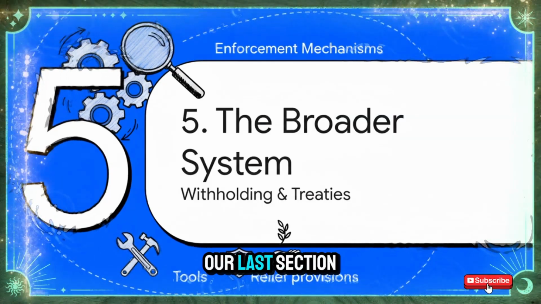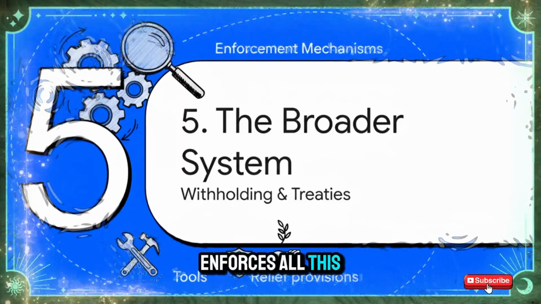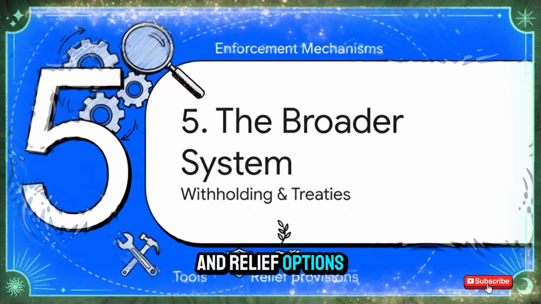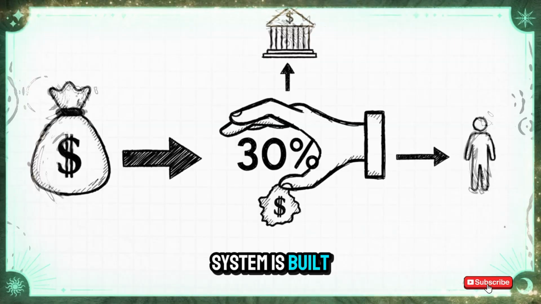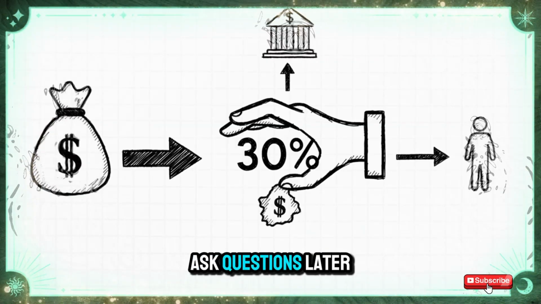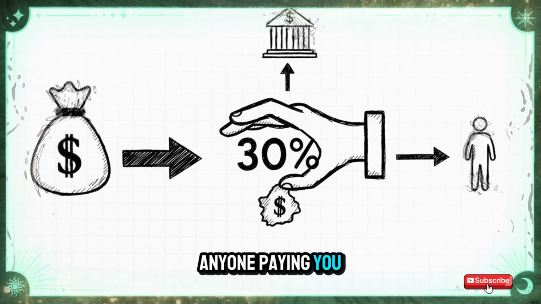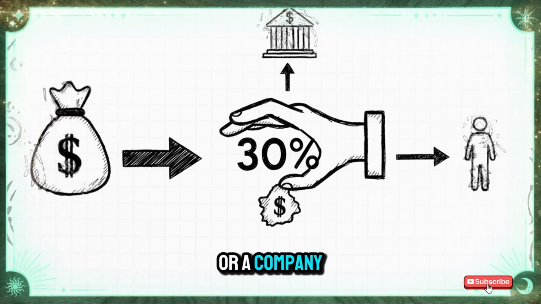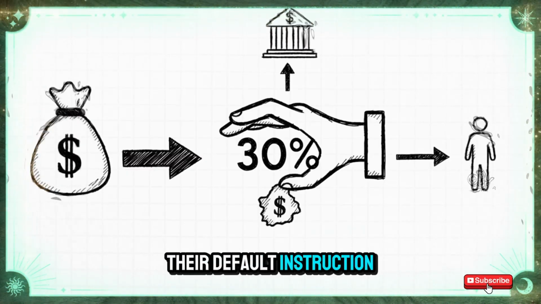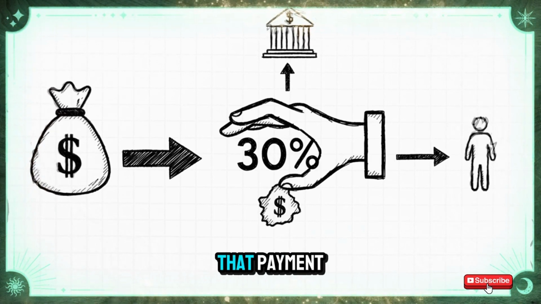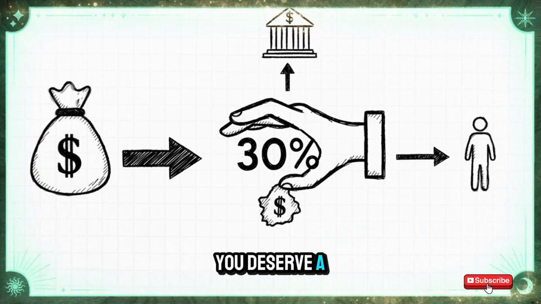All right, for our last section, let's zoom out. We're going to look at the bigger picture, how the IRS enforces all this, and what key tools and relief options you need to know about. You have to understand that the whole system is built on a withhold first, ask questions later principle. The IRS requires anyone paying you from the US, like a bank or a company, to act as a withholding agent. Their default instruction? Hold back a flat 30% of that payment and send it directly to the IRS, unless you prove you deserve a lower rate.